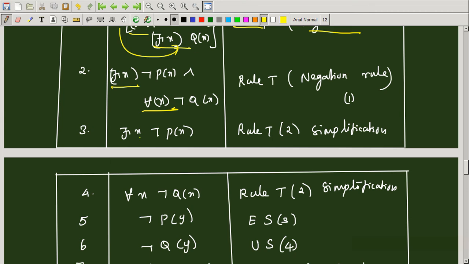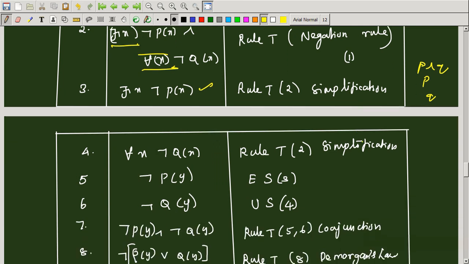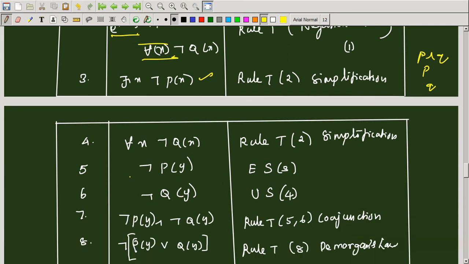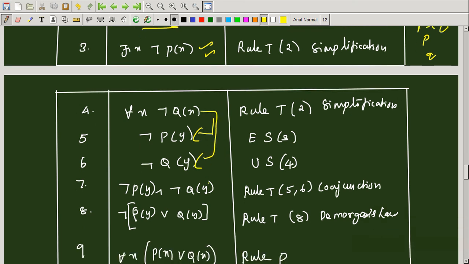Then what I am going to do, I am taking the simplification of this. So what is simplification? P and Q means we can write P separately and Q separately. That is the simplification rule in inference theory. So the same thing we have done here, 3 and 4. Then we are taking these two things. This is the format of existential generalization. Now you have to do existential specification. Similarly, for this one you have to do universal specification.